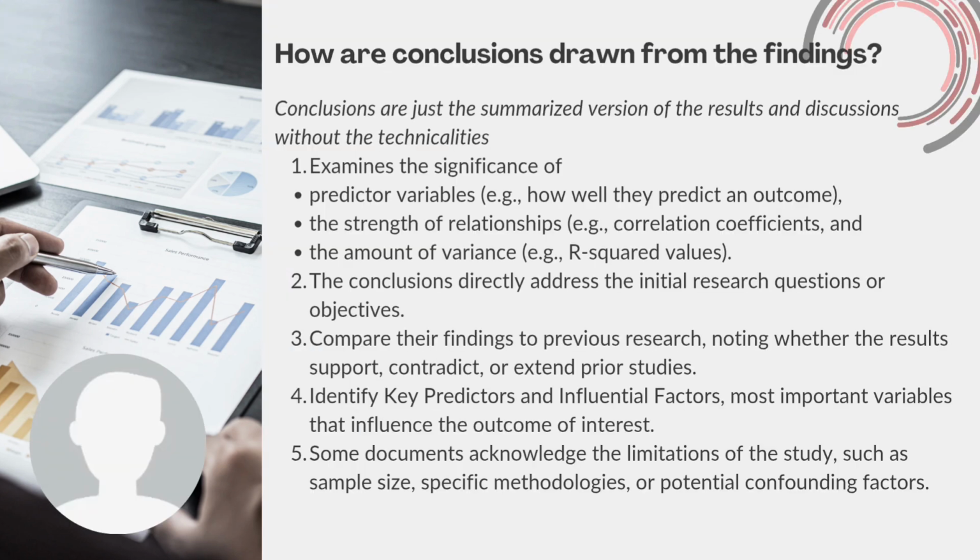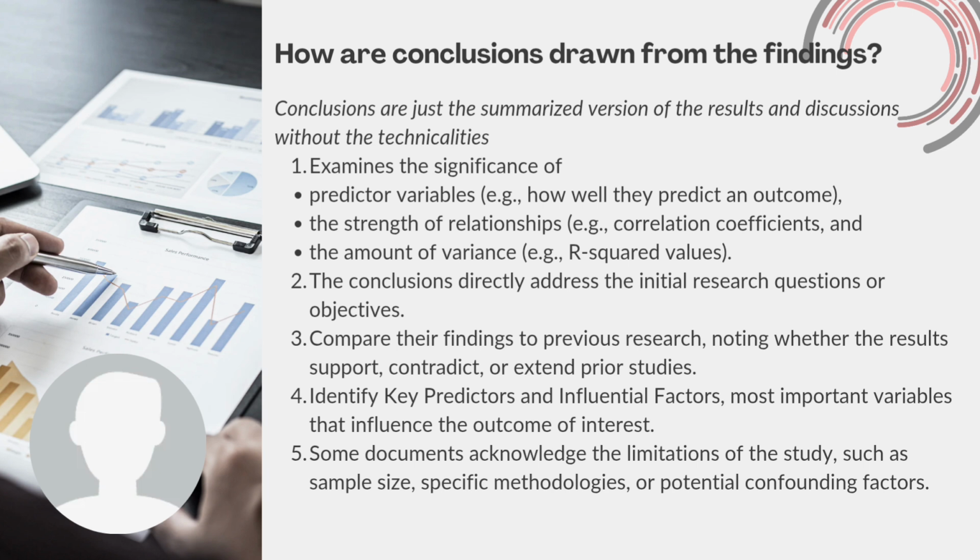In this part, we are going to tackle conclusions drawn from the findings. Or, in simple terms, conclusions are just a summarized version of the results and discussions without technicalities. First, it examines the significance of predictor variables, the strength of relationships, the amount of variance. Second, the conclusion directly addresses the initial research questions or objectives.